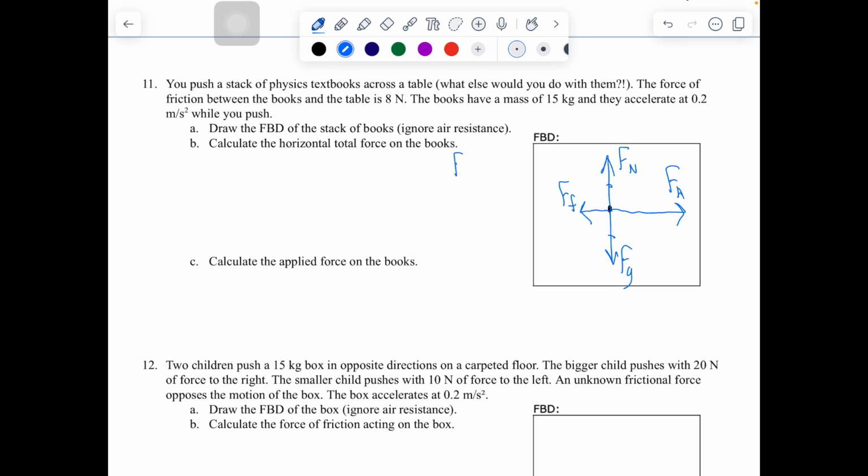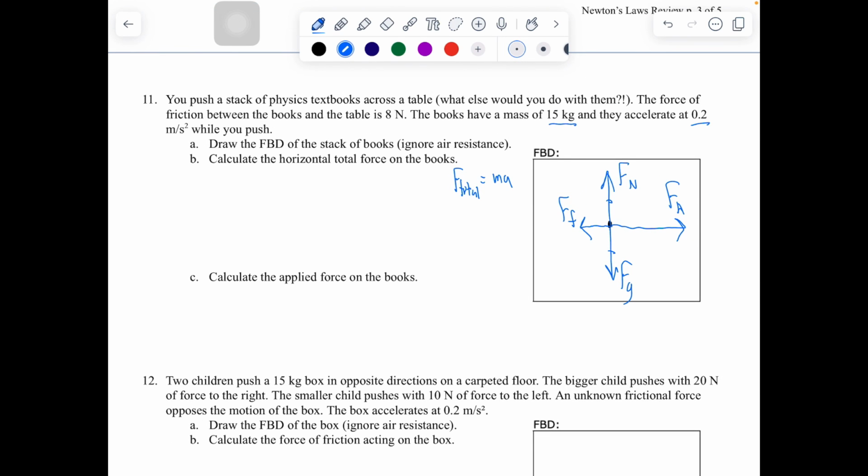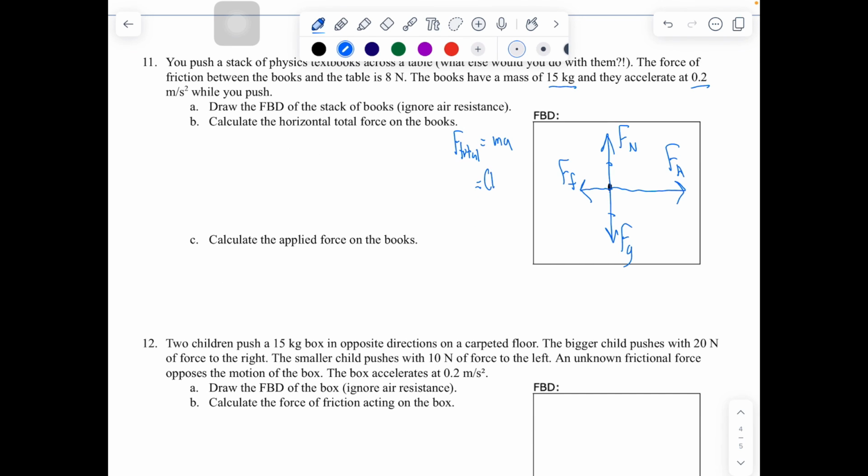Well, we have our equation for total force, Newton's second law, but this isn't enough. Actually, it totally is. In this situation, we can use the mass and the acceleration to solve. We're given 15 kilograms, 0.2 meters per second squared. We can just use them with our force. Let's plug them in. Mass 15, acceleration 0.2, multiply, and we get our total force: 3 newtons.